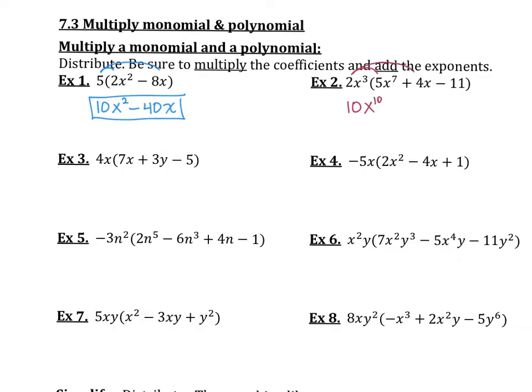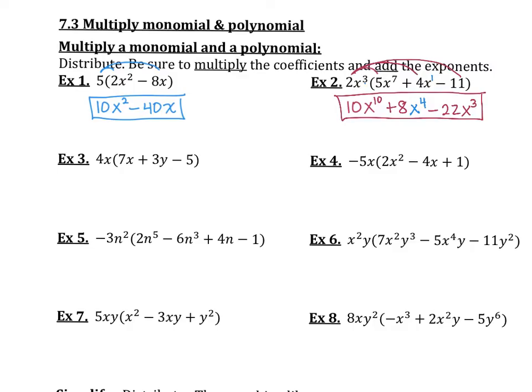I'm going to go to the next one. Multiply the coefficients. 2 times 4 is 8. And then add the exponents. 3 plus 1 makes it x to the fourth. I'll bring down the minus. 2 times 11 is 22. And I will keep the x to the third there. There are no like terms, so this is as simplified as it will get.